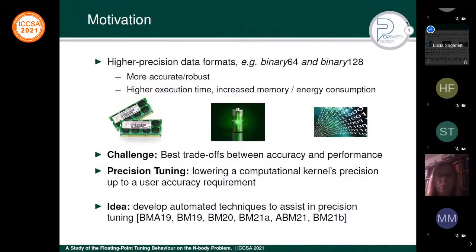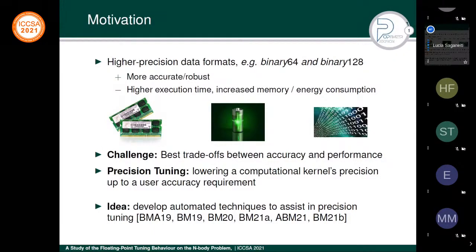To start, developers likely tend to use higher precision, for example, binary 64 and binary 128 in the IEEE 754 format, which is more accurate and robust. But on the other hand, there is a higher execution time, increased memory traffic, and huge energy consumption. So the challenge is to use no more precision than needed by the users in order to have the best compromise between accuracy and performance, which gives the definition of precision tuning.